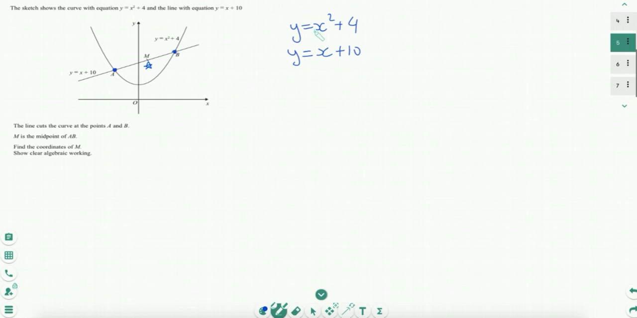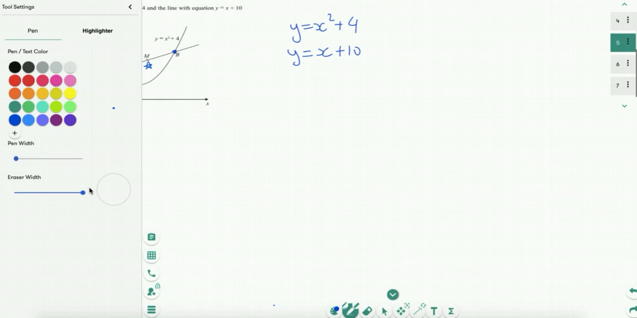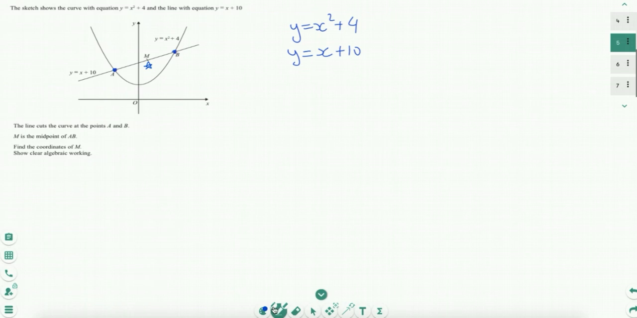And here's what I noticed, guys. Both equations are equal to y. The first equation, x squared plus 4 is equal to y. And the second equation, x plus 10 is also equal to y. If both these expressions are equal to y, therefore they must be equal to each other. So we can say, okay, x squared plus 4 is equal to x plus 10 because they're both equal to y.